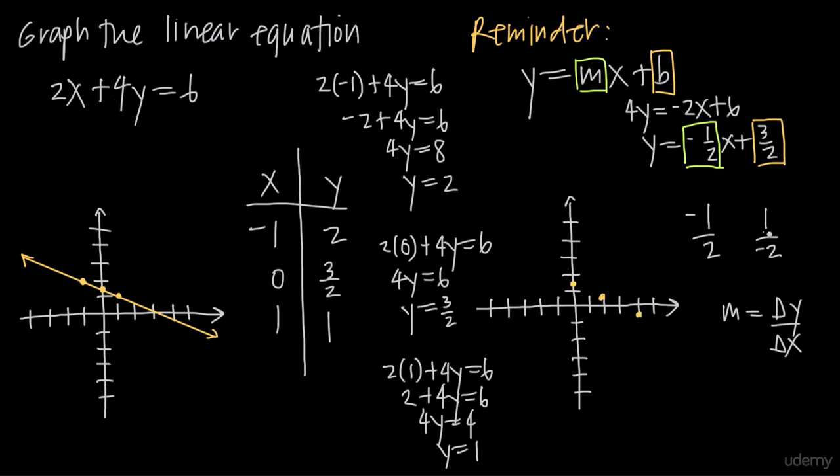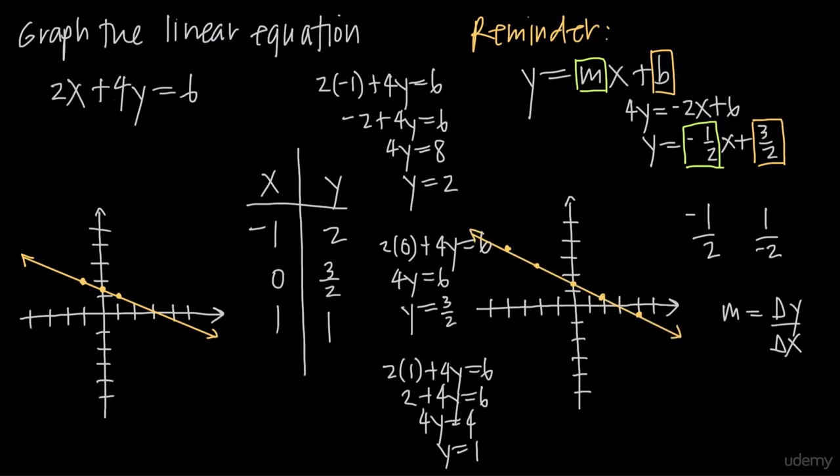Or alternatively, we have +1 over -2, which means we want to go up 1 along the y-axis and then over to the left 2 along the x-axis. So we want to go up 1 and over 2 in this direction, up 1 and over 2. So we start getting these points here, and we just want to connect them in order to sketch the graph of the line like this.